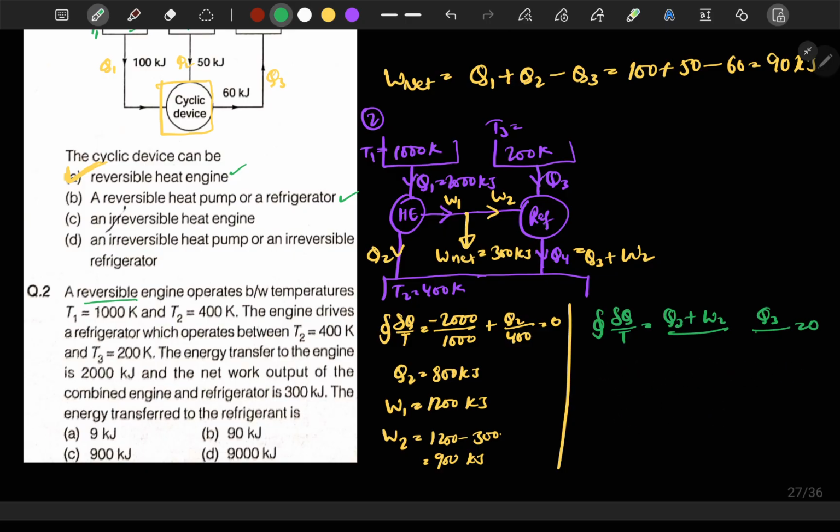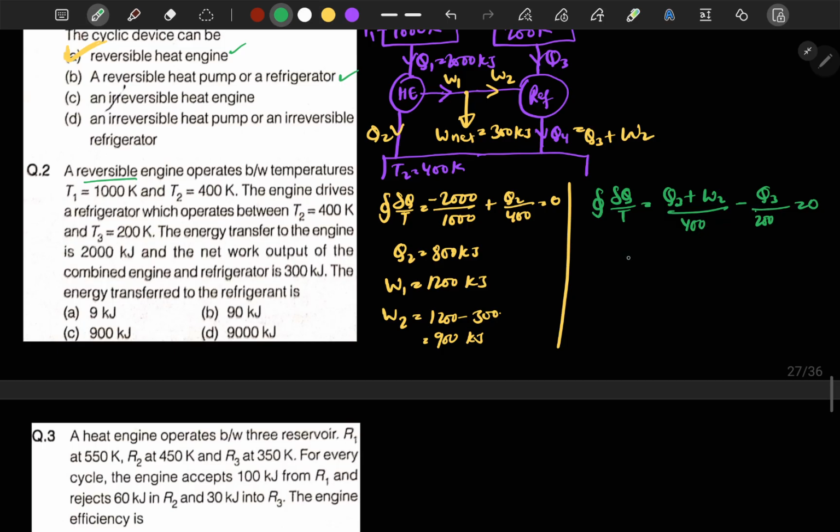So this term will be negative, this term will be positive: (Q3 plus W2) upon 400 minus Q3 upon 200 equal to 0. Now from here we can calculate 200 times Q3 plus 200 times W2 is equal to 400 times Q3. So we can calculate Q3 is equal to W2, which is equal to 900 kilojoule. Okay, so the answer is C.